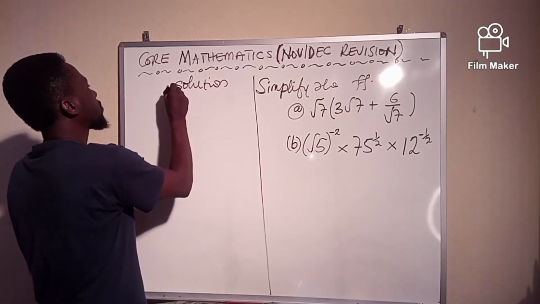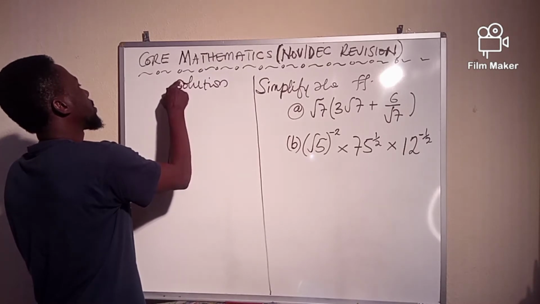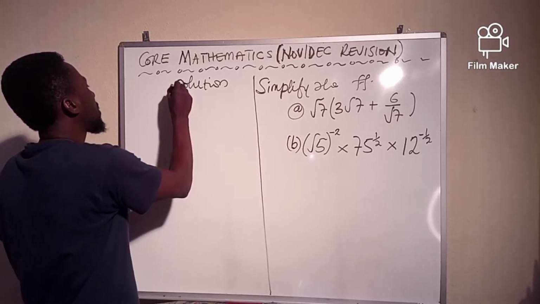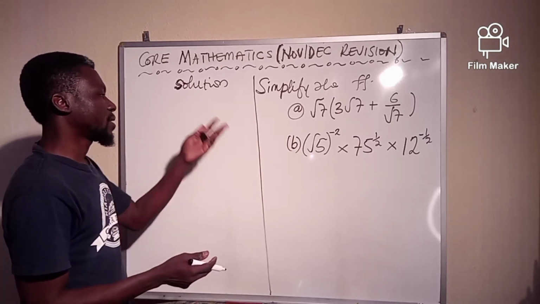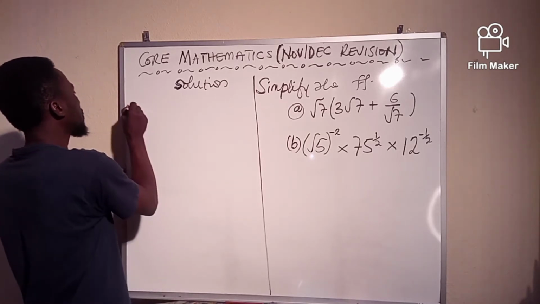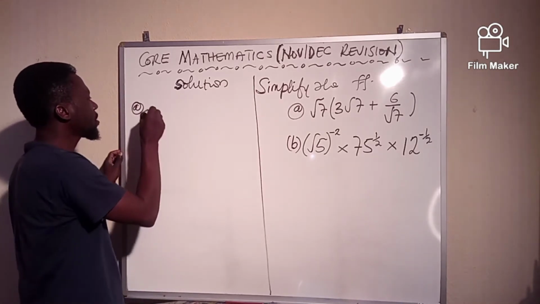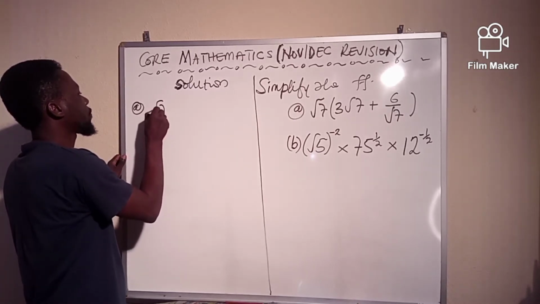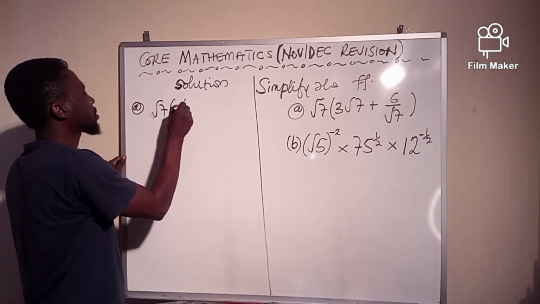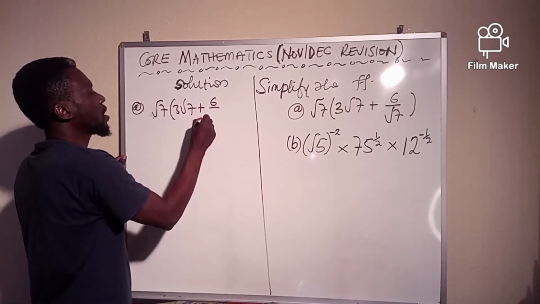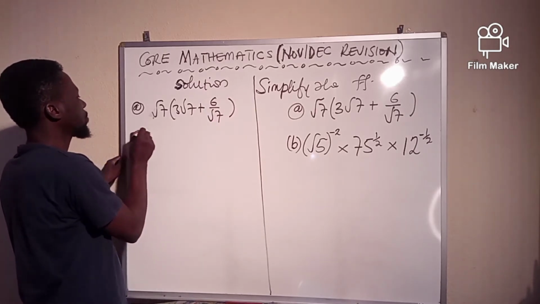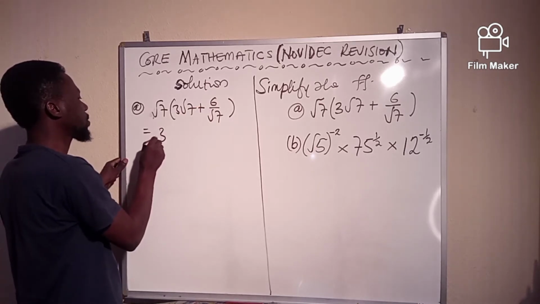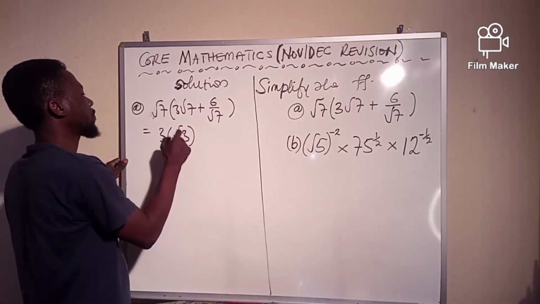Now, this type of questions actually comes in the first part of the question, normally question 1A or thereabouts. So let's look at the question. Question A, we have the root of 7 into brackets 3 root 7 plus 6 over the root of 7. This will be equal to, this root 7 is multiplying everything that is in the bracket. So of course, this is going to be 3 multiplying the root of 7.